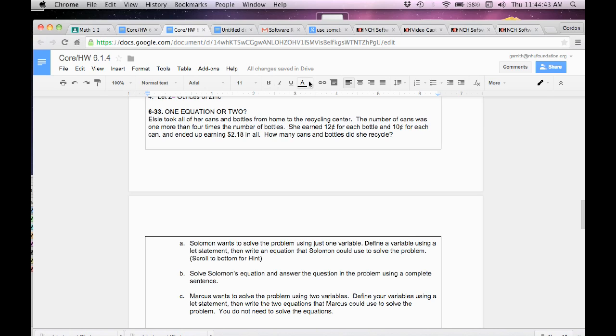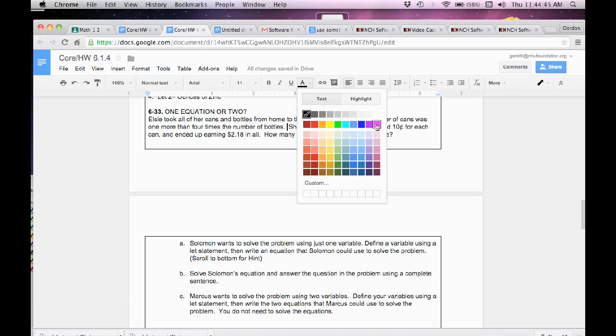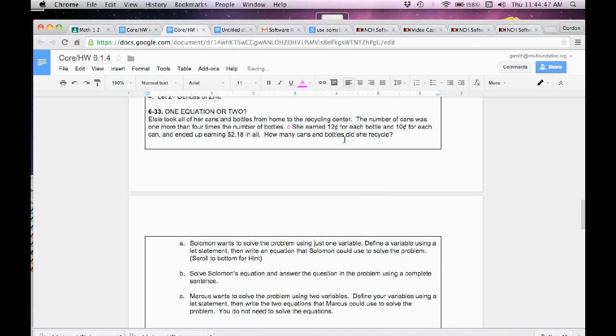I'm going to write in a different color. The number of cans, well, cans we're always going to call C. So it equaled 1 more than 4 times the number of bottles. So what I'm going to do is 4B plus 1. Okay, because the cans are equal to 1 more than 4 times the number of bottles. Tricky, but essential. So we have a little equation right here.